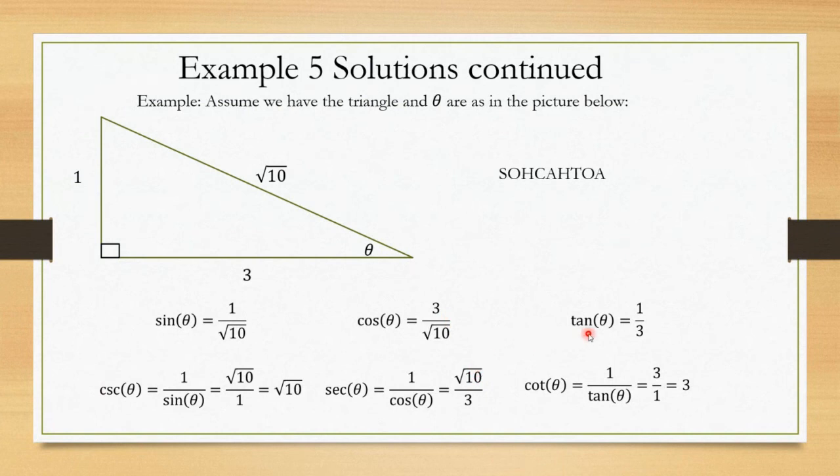We know tangent of theta is a third. So that tells us cotangent of theta is 1 over tangent, which is the reciprocal of this, which is just 3 over 1, which is 3. So that is what we get. All right. Any questions on that? Okay. In that case, let's keep going.